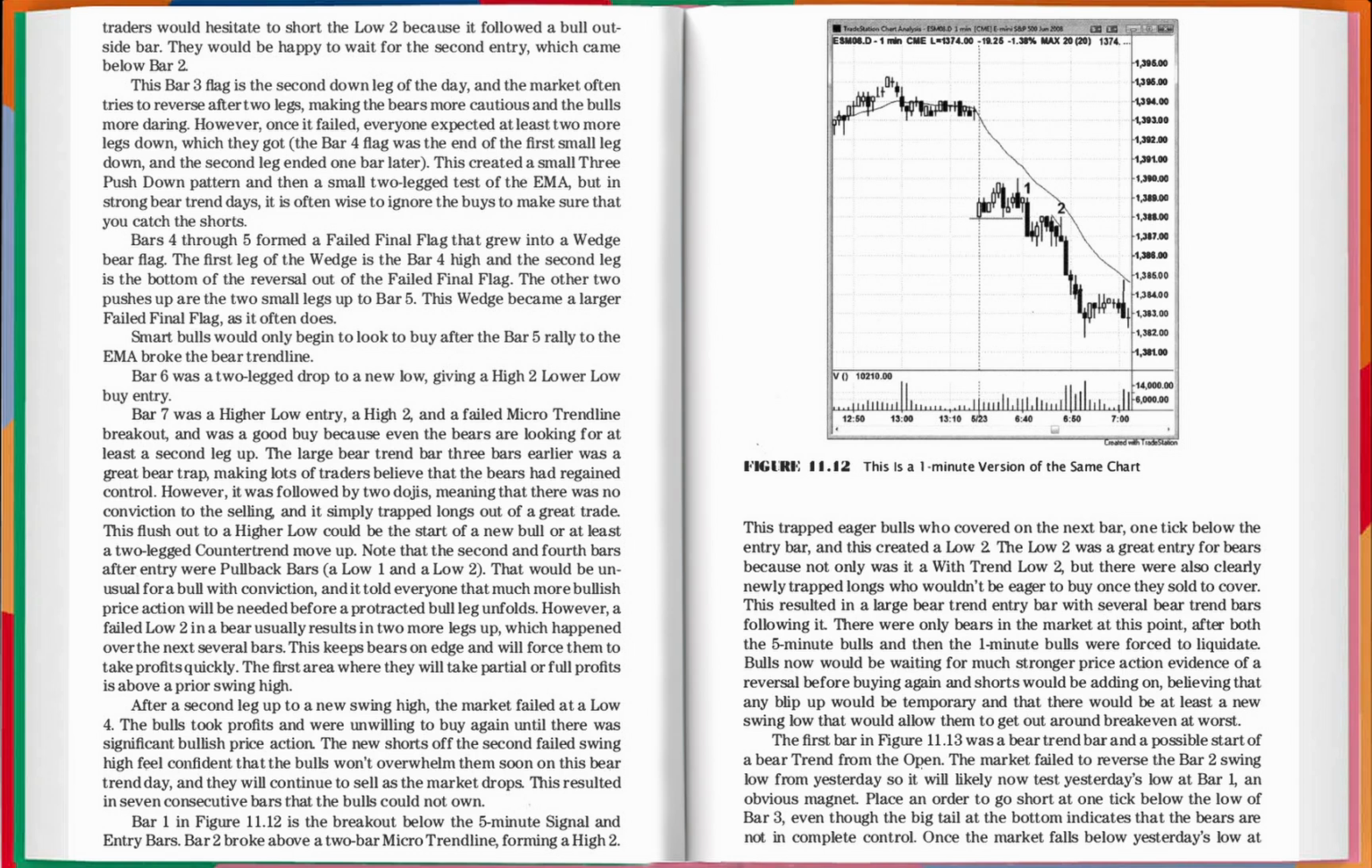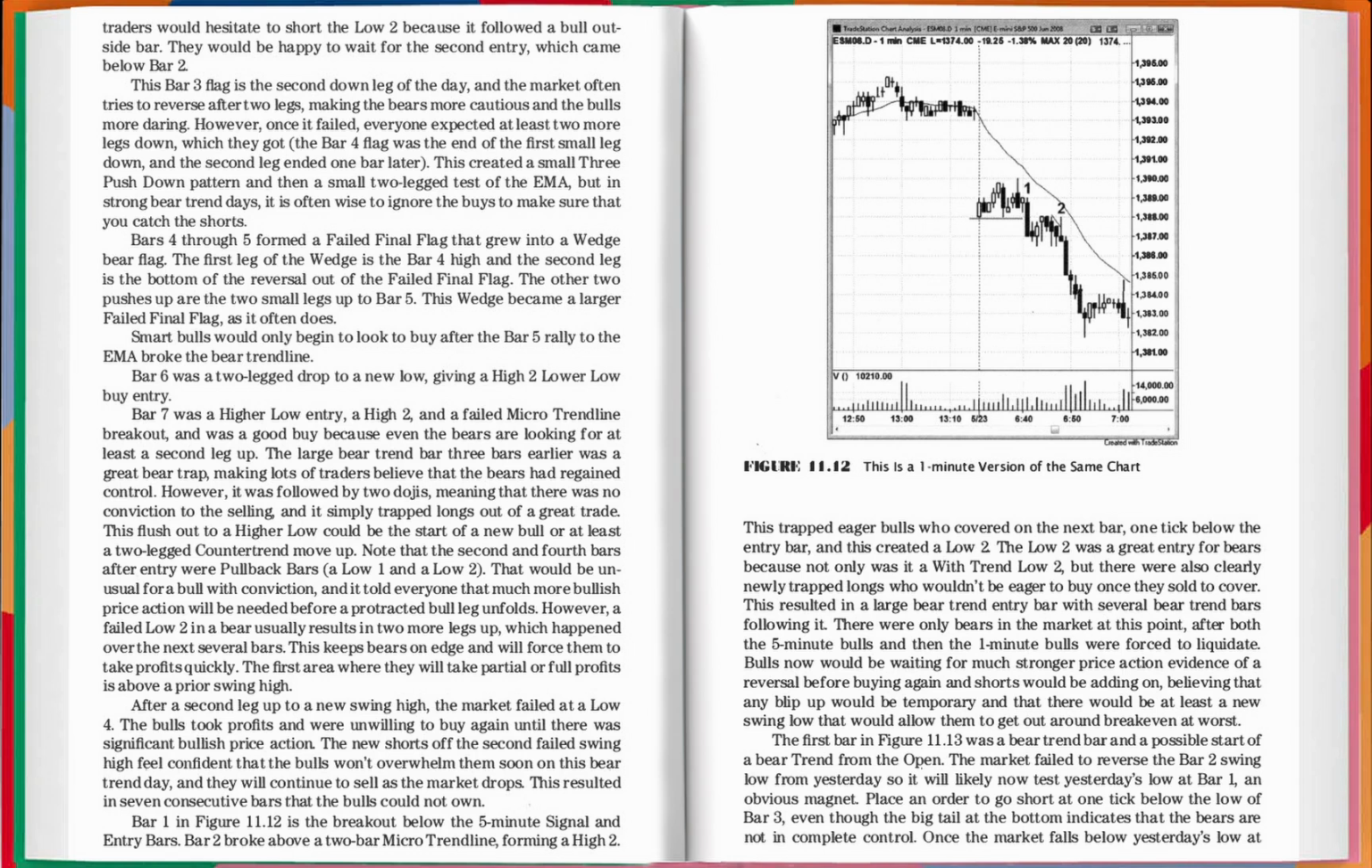Bar 1, in figure 11.12, is the breakout below the 5-minute signal and entry bars. Bar 2 broke above a 2-bar micro trend line, forming a high 2. This trapped eager bulls who covered on the next bar, 1 tick below the entry bar, and this created a low 2. The low 2 was a great entry for bears because not only was it a with trend low 2, but there were also clearly newly trapped longs who wouldn't be eager to buy once they sold to cover. This resulted in a large bear trend entry bar with several bear trend bars following it.